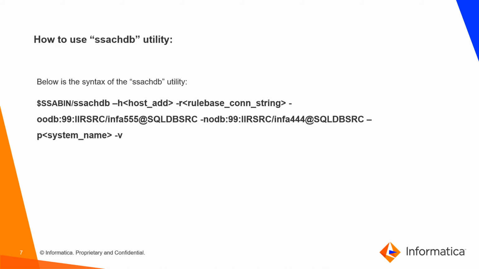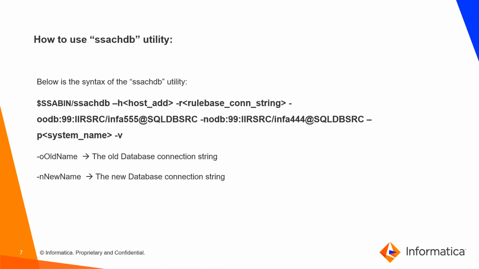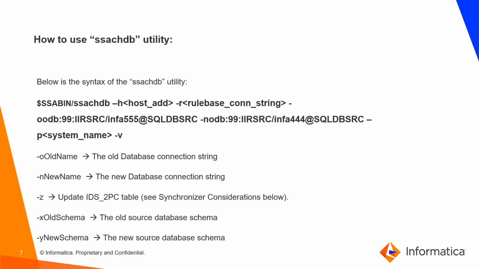So how to use the Sss Chdb utility? This is the syntax for the utility, and this utility is also present in the SSA bin directory. Here again -h and -r are the common parameters, -h for host name and port number, and -r for rule-based connection string. Here -o is the old database connection string, -n is for the new database connection string, and the others are optional.